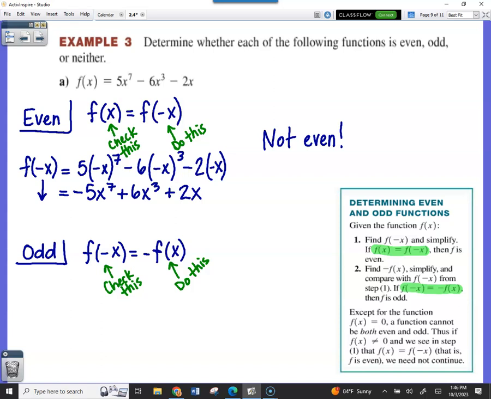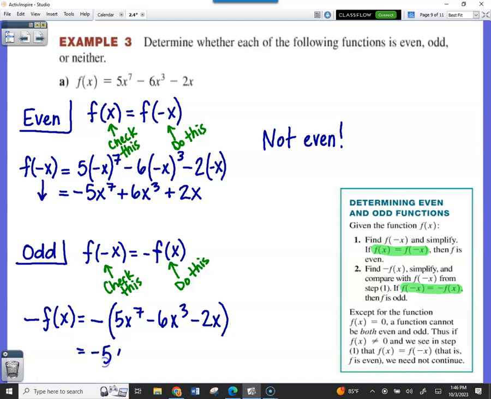So watch. I'm going to do this. Negative f of x means negative, copy the function f correctly. Hopefully I didn't mess up. It literally negates every single term, changing the signs. So this would be negative 5x to the 7th plus 6x cubed plus 2x. That is the function for negative f of x.